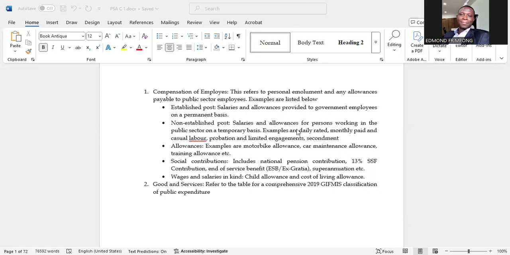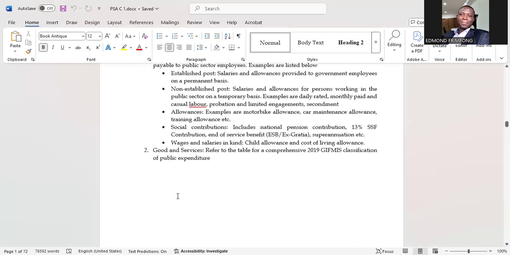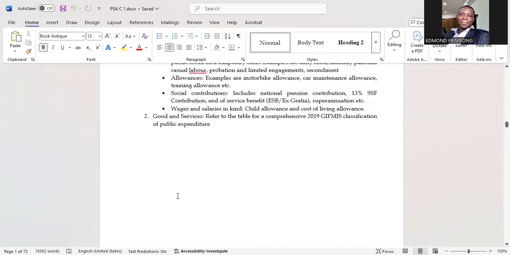So we started with government revenue and expenditure. We looked at the revenue bit, how government revenue is classified. Then we went to the Gifmis classification of public sector budgeting. We looked at compensation of employees. I explained that in the last video on the 3rd of May. Then we got to goods and services, or use of goods and services.